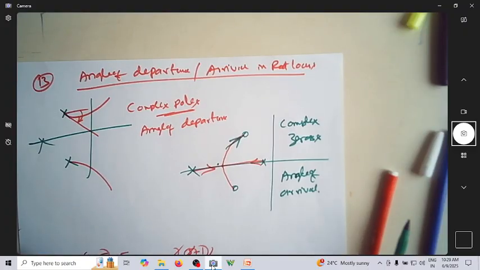Okay, so that's it about the concepts of Routh and root locus. In the next video, we shall focus on the Bode plot and log plots.